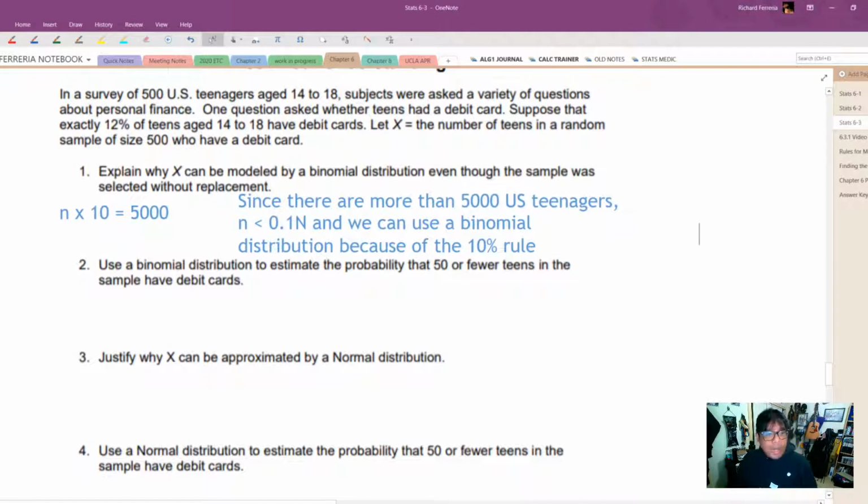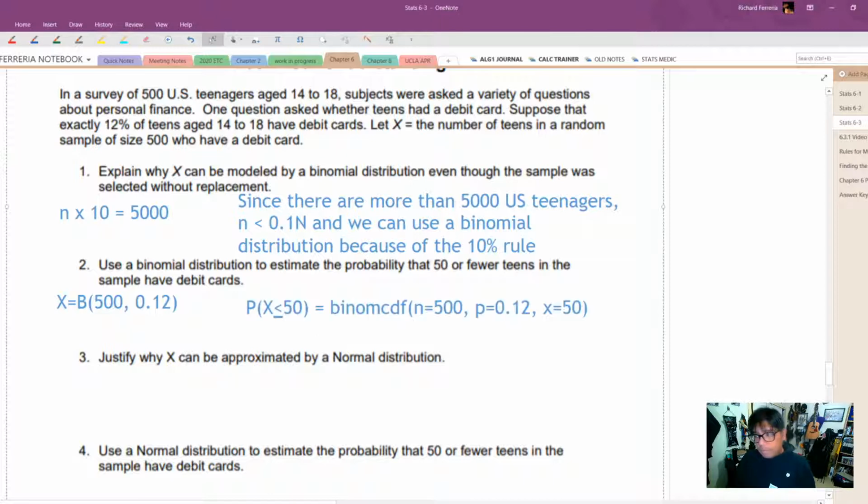Number 2, use a binomial distribution to estimate the probability that 50 or fewer teens in the sample have debit cards. First of all, I always want to write that x is binomial with a sample size of 500 and a probability of success of 0.12. And so the probability that x is less than or equal to 50 is a binomial CDF, n equals 500, p equals 0.12, and x equals 50. That gives me 0.0932.